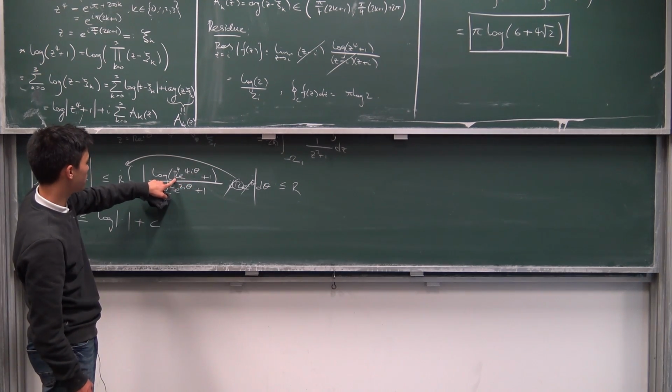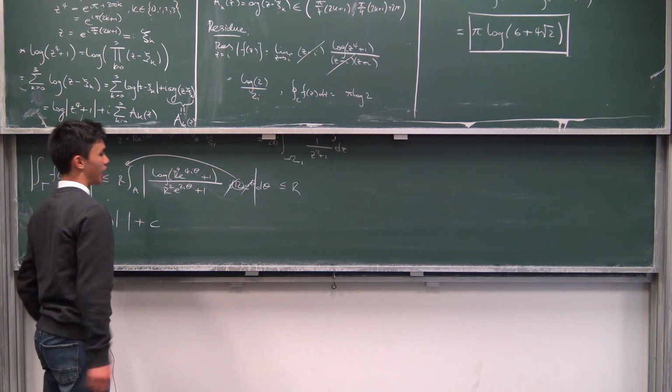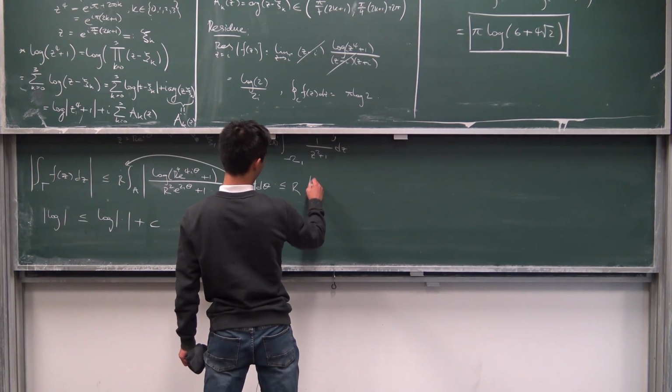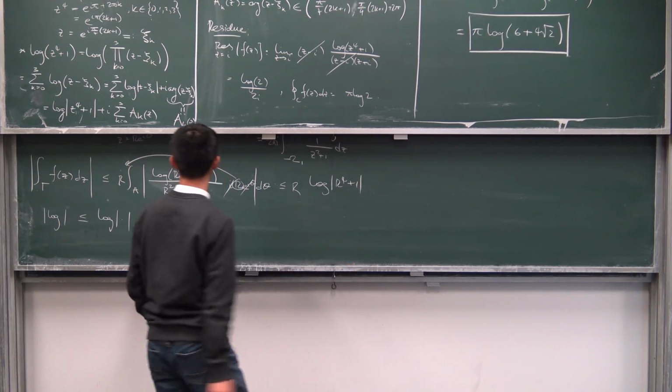And then you're going to get r to the 4 plus 1, so you can use that as an upper bound. So once you have that, you can just bring that guy to the outside. So that's going to be log of r to the 4 plus 1. So hopefully this is correct.